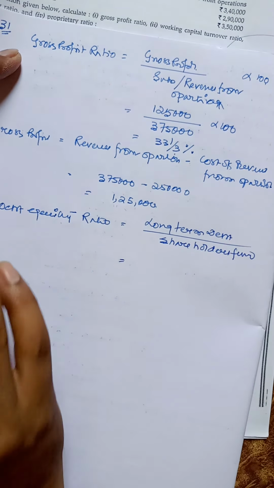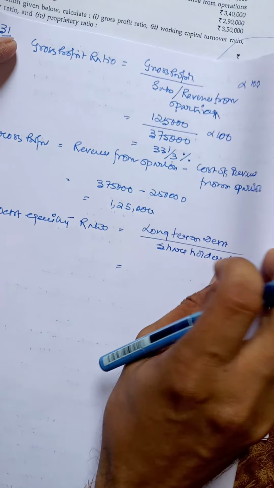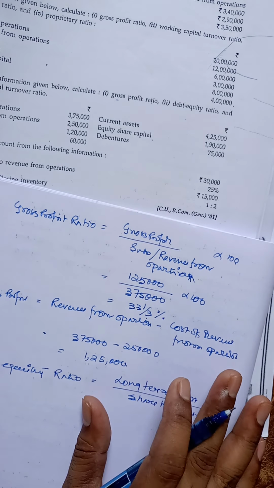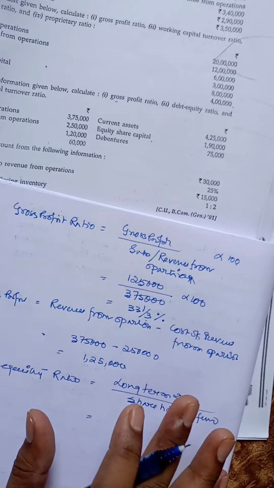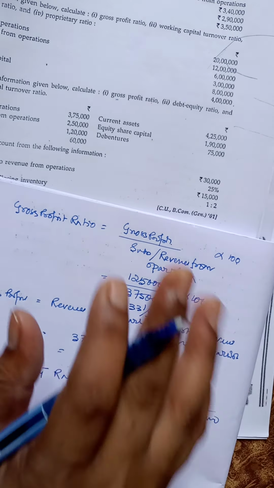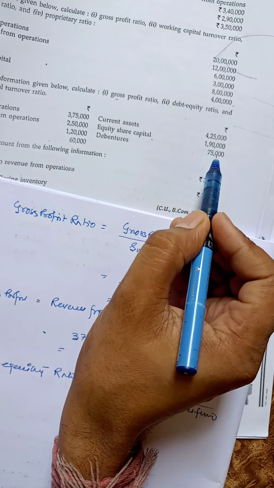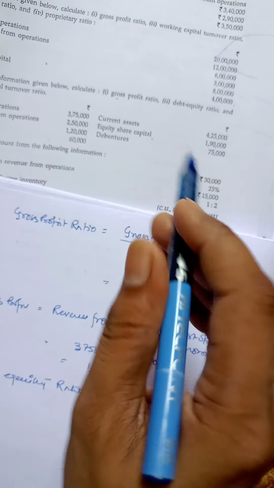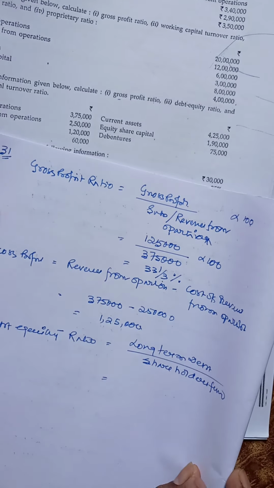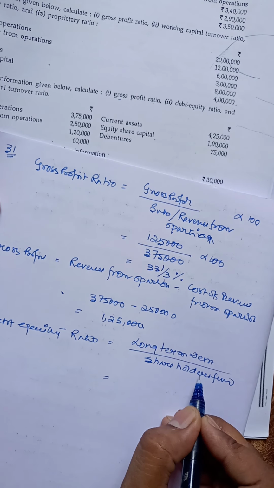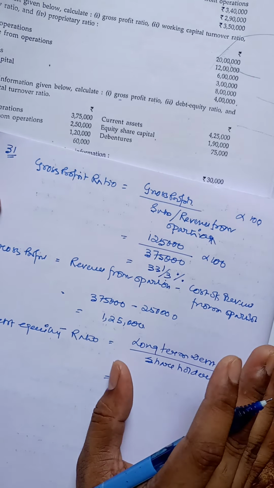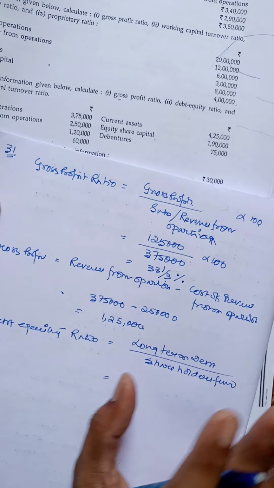So what do you mean by the long term debts? Long term debts mean long term loan. Long term loan in the sense percentage of loan or debenture. Here in that particular question only the debenture will be treated as long term loan. And what is the meaning of shareholders funds? Shareholder funds means share capital, reserve and surplus, profit and loss account, etc.